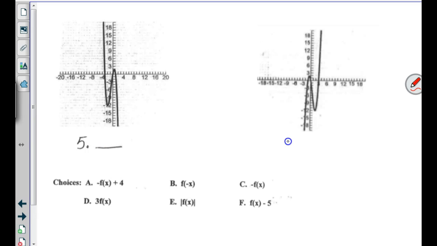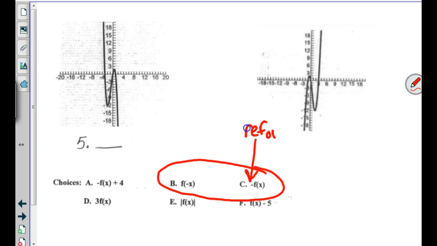All right, number 5. What is C? What is the difference between these two? Okay, this is reflect over y, which would flip it up and down. And this one is reflect over, which would flip it this way. So what do you think? Yeah, I think B. Is everybody okay with that?